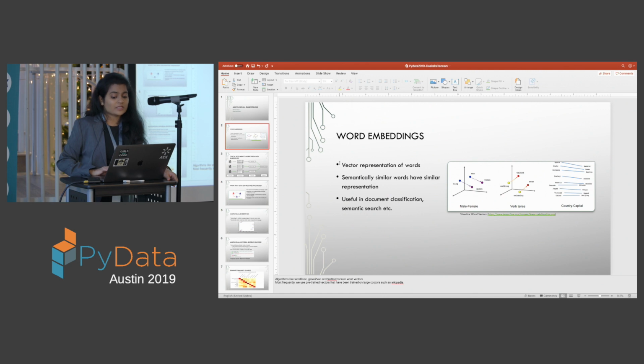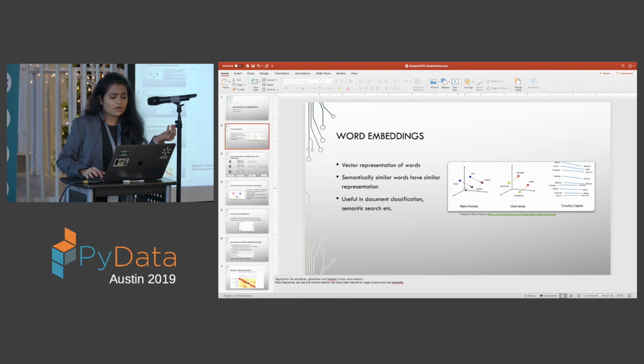The most common example that we see is this example right here about man, woman, king, and queen. So it's basically showing you that the vector difference between man and woman is the same as the vector difference between king and queen. So man is to woman as king is to queen. So you can draw these types of analogies from vector representations.